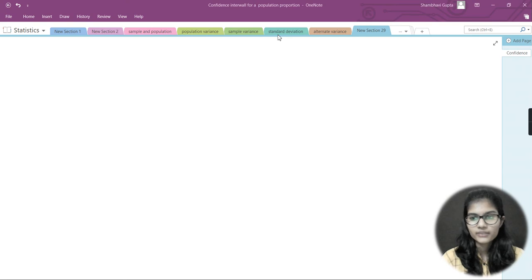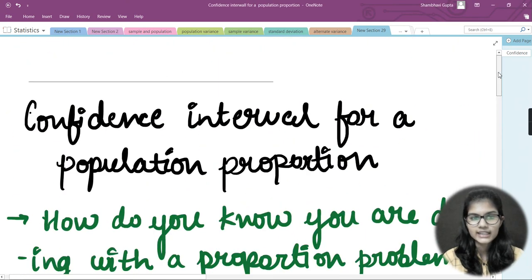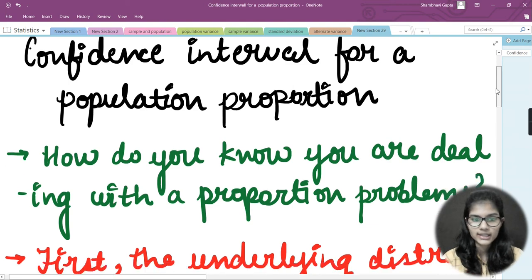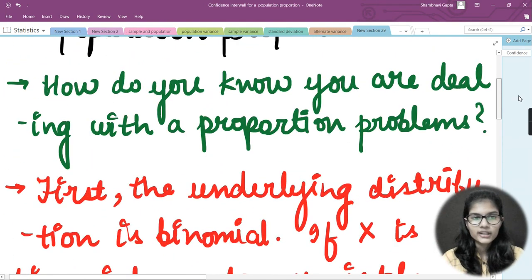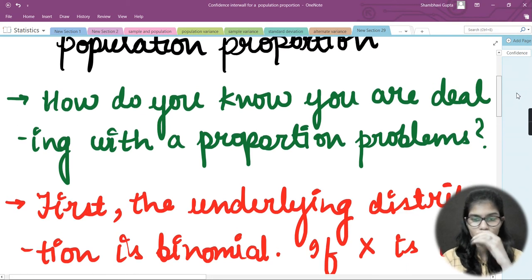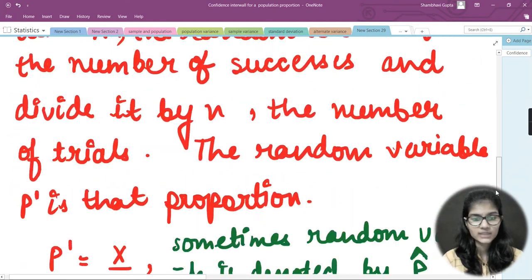So even in the previous video we had seen the confidence interval for a population proportion. Right? This was a topic that we had seen in the previous video and we had discussed a lot in that. Now, I had also told you how you know that you are dealing with a proportion problem. So I told you several criteria. From that you can just say that okay, you are dealing with a proportion problem or you are not dealing with a proportion problem, right? That thing I have previously mentioned.